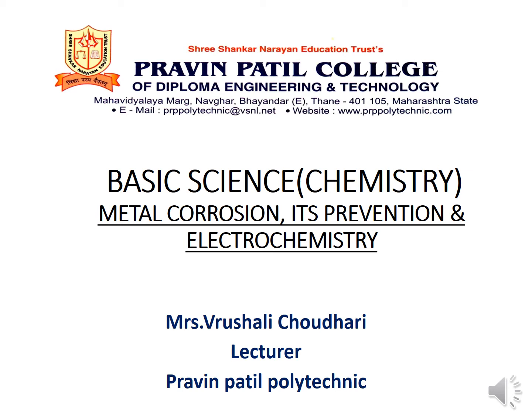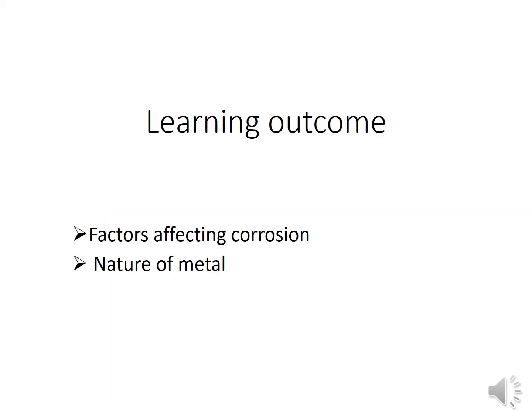We have started with the basic science chemistry. Today we are going to learn metal corrosion and its prevention. We already learned metal corrosion. What is corrosion? Destruction of metal due to the environment is called corrosion. As it is affected by the environment, we are going to check which factors increase the corrosion rate. The learning outcome of today's video is factors affecting corrosion and nature of metal.